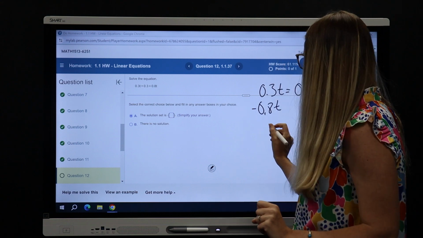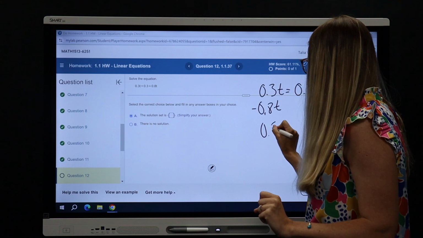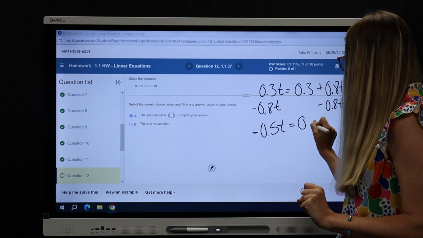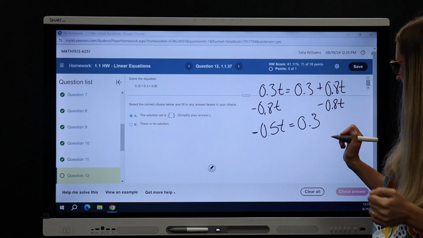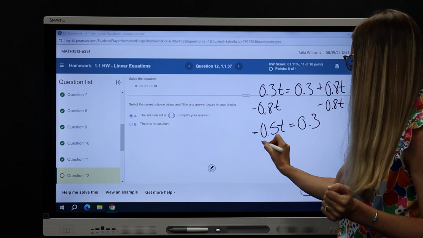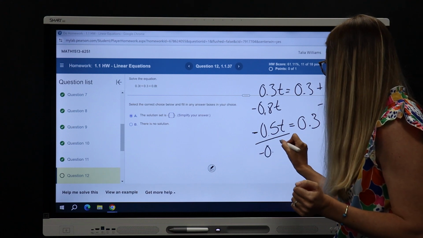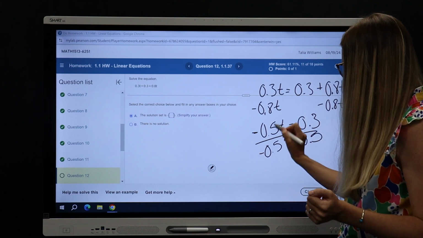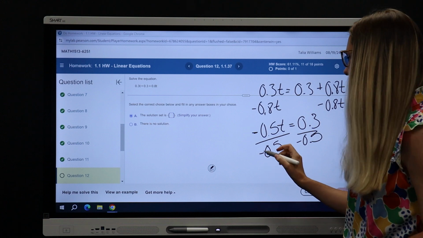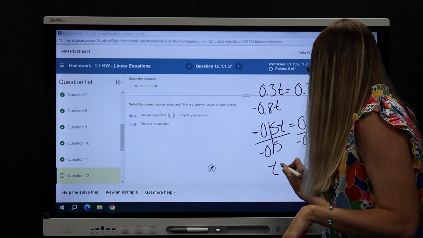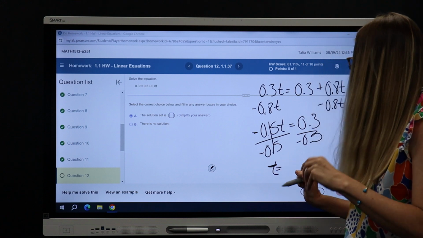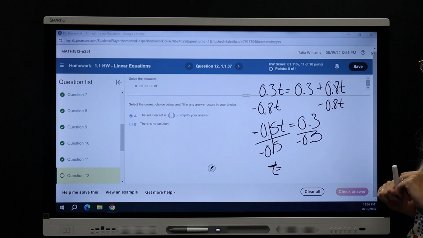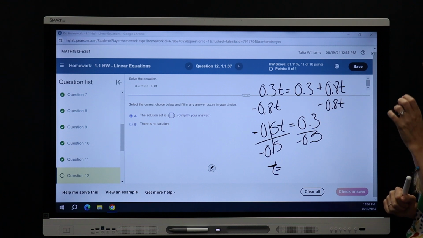So 3 subtract 0.8 is going to be 0.5, and it's negative because that one's bigger. And negative 0.5t equals 0.3. Then we're going to divide by this negative 0.5. And anything divided by itself, no matter how ugly it is, is 1. So t equals 0.3 divided by negative 0.5. I want to just put negative 3/5.